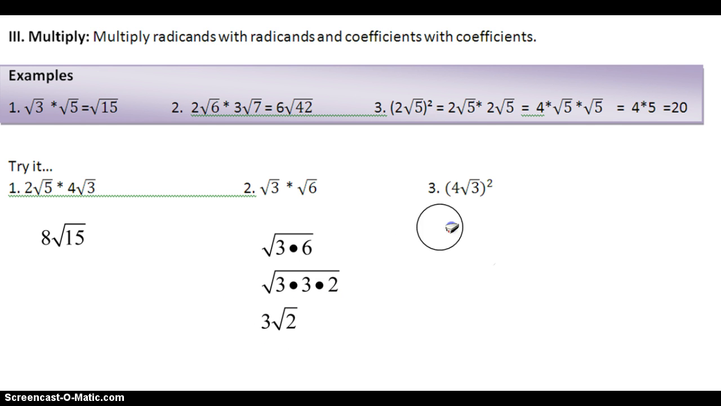Next is our example with an exponent. The exponent has to be distributed to both the coefficient and the radical. So I have 16 times 3, because remember the square root and a square undo each other. My final answer is 48.